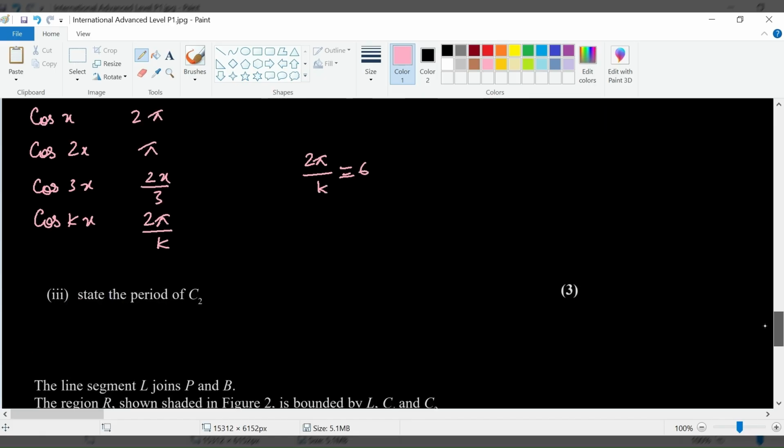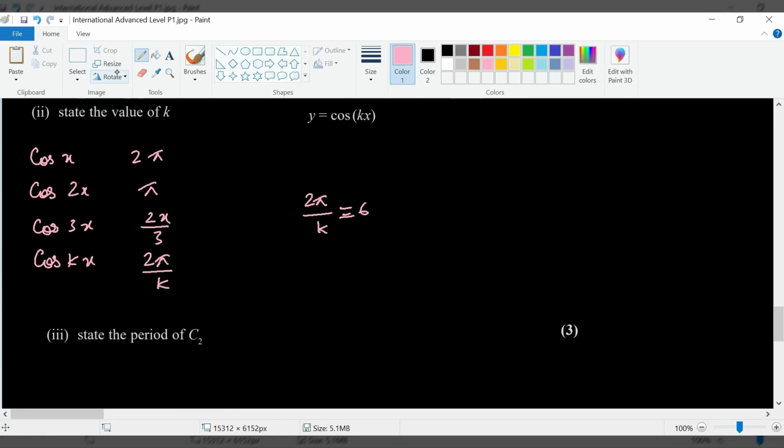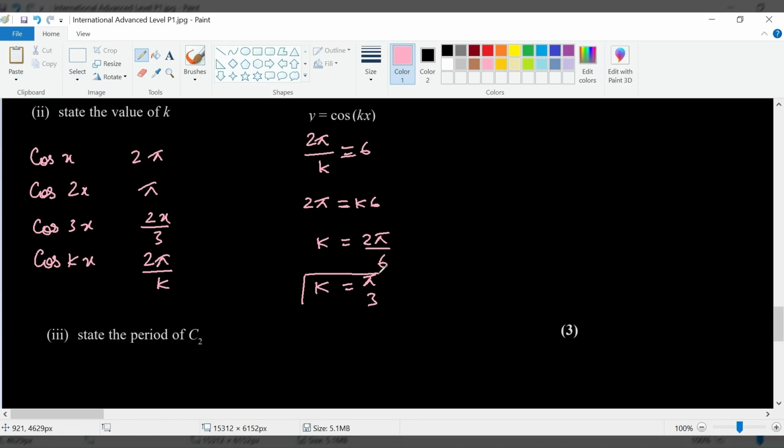So we can easily find the value of k for solving this part. That means 2 pi equals 6k, and k is going to be equal to 2 pi over 6. That means the value of k is going to be pi over 3. This is how we can find the value of k.